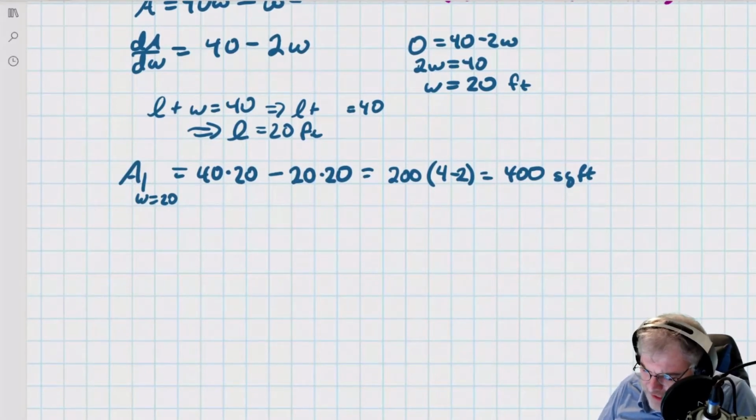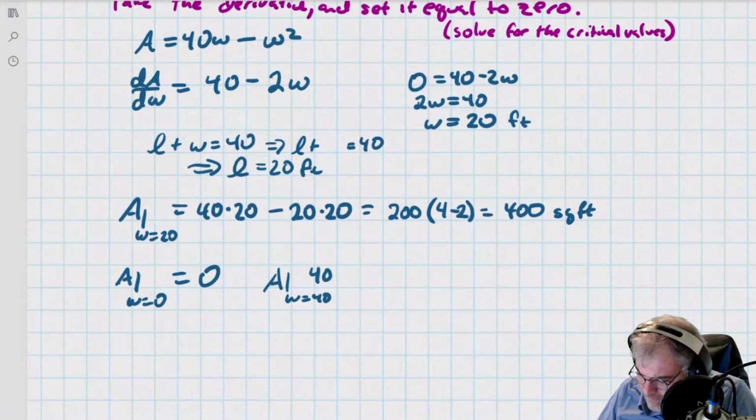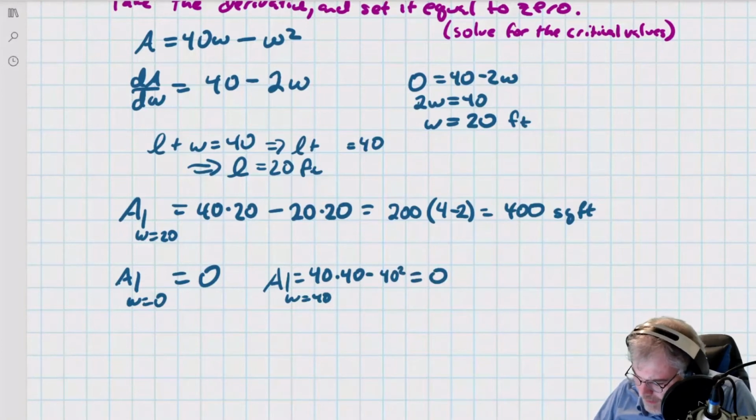Okay, so I've got this, and now I need to check my endpoints. So my other options are the area when W equals 0, which equals 0, and the area when W equals 40, which equals, let's see, 40 times 40 minus 40 squared, which equals 0. And obviously 400 is the bigger of those.